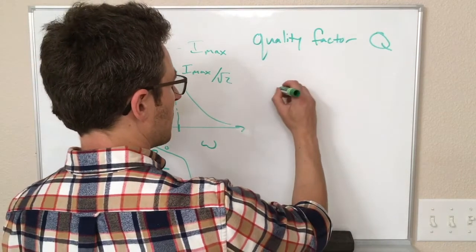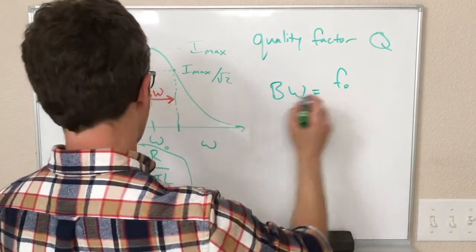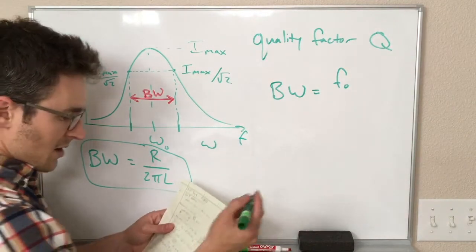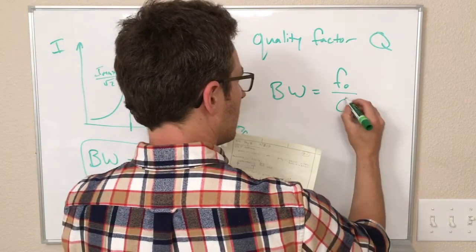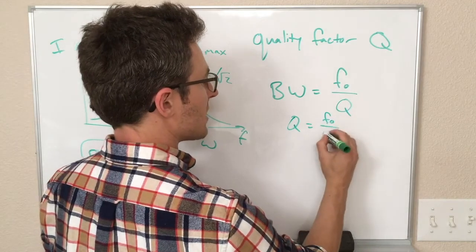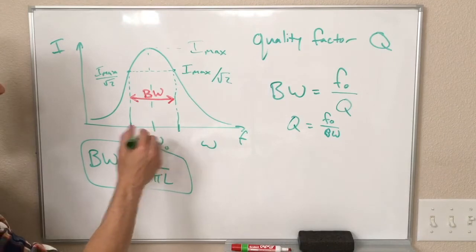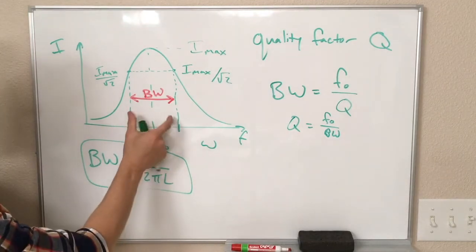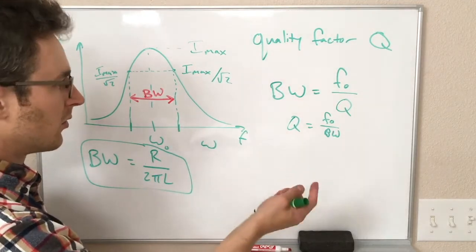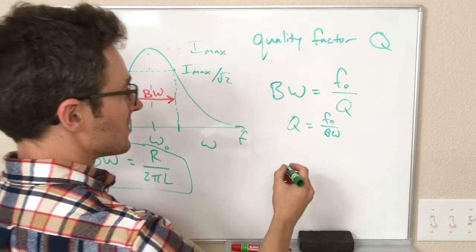The quality factor is also directly related to the bandwidth. In fact, another equation you can use for the bandwidth is F naught, our resonant frequency, but on the F axis instead of the omega axis, F naught divided by Q. So Q, or rearranging this, Q equals F naught over the bandwidth. So Q is like the ratio of this frequency value to that width. So if you know Q, you could find the bandwidth, or if you know the bandwidth, you could use that to find Q.